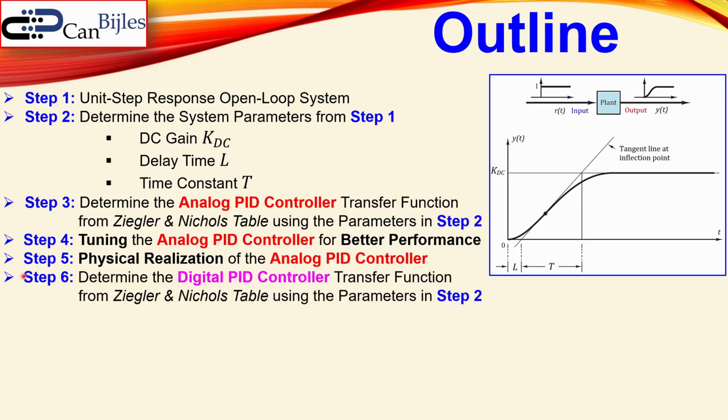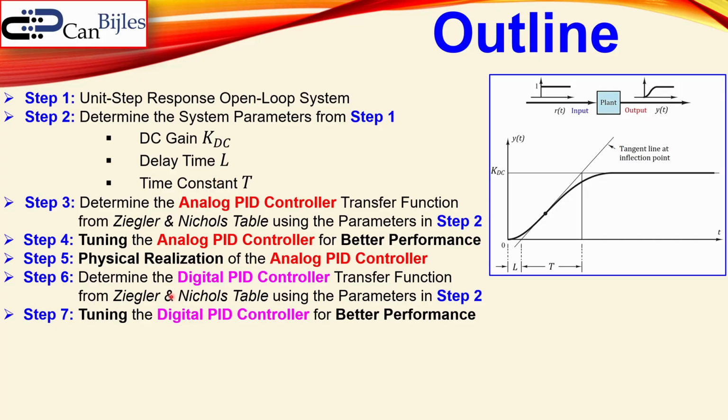Now, step 6 is looking at the digital PID controller design. We will determine the digital PID controller transfer function, as we have done for step 3, but now in the digital domain. Again, we look at the Ziegler Nichols table, which is of course a different table. We will see that shortly in more detail. We will also use the parameters found in step 2, like the DC gain, the time delay and also the time constant. Again, we might need some tuning, so we might need to improve the performance of our closed loop system.